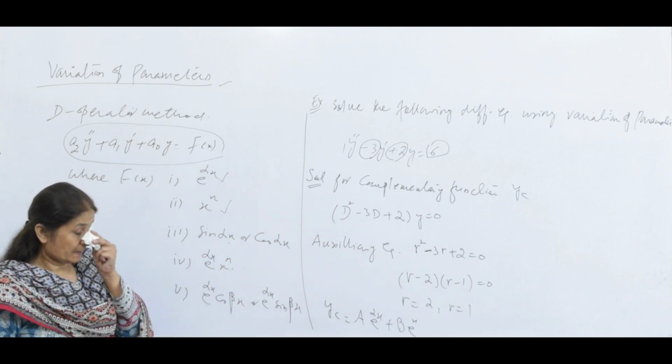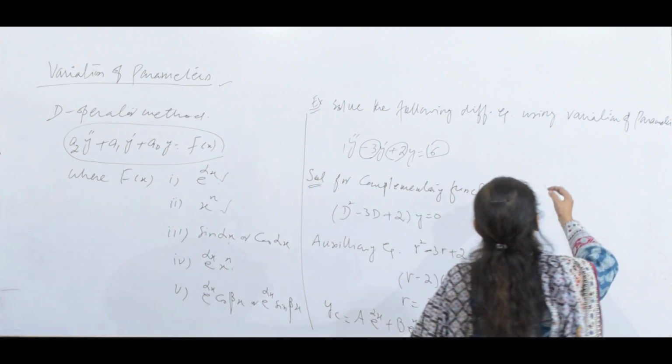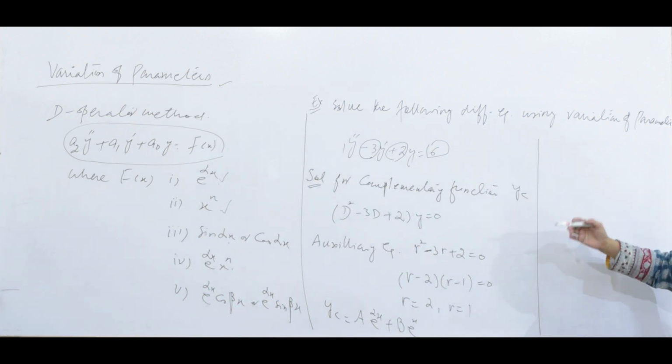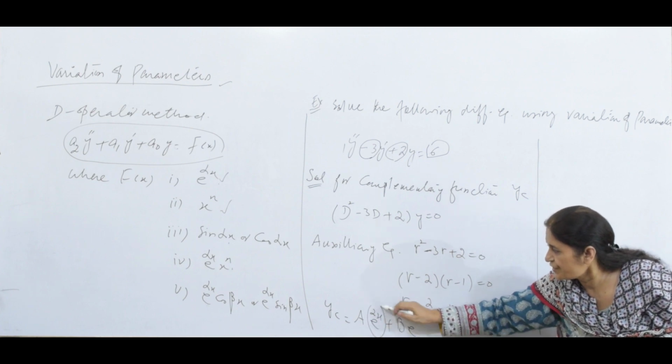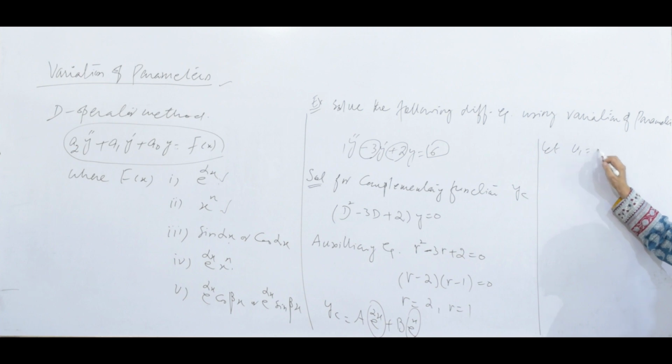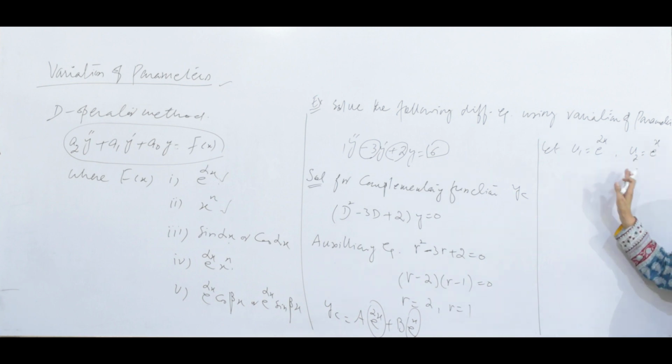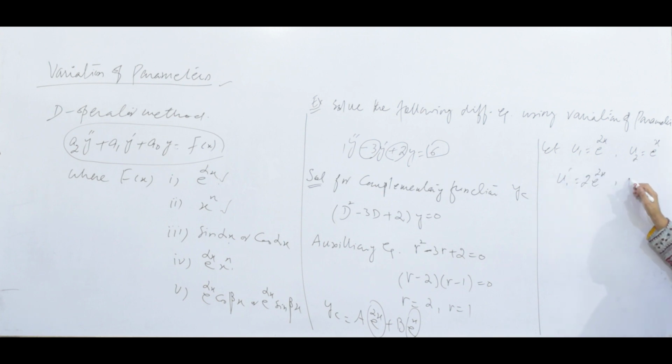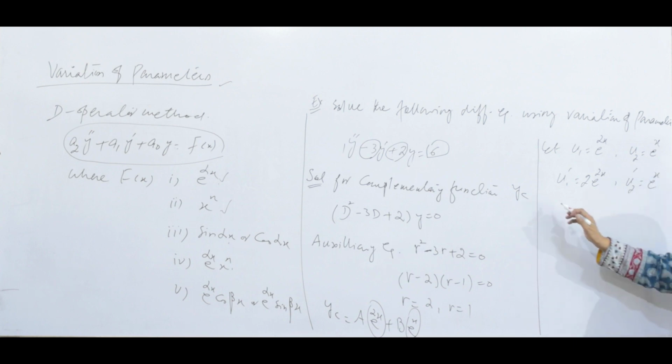This is the solution. Now we are defining a couple of functions, this and this. Let me define u1 as e2x and u2 as ex. So you can have this as u2, you can have this as u1. Then you define their derivatives. This is u1 prime, 2e2x, and you take the derivative of u2, u2 prime, which is ex. Now you have to define the Wronskian.